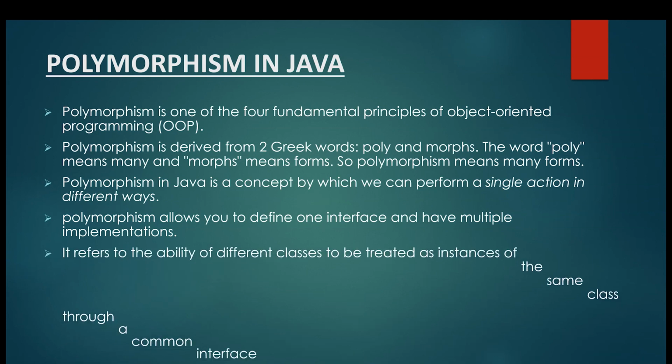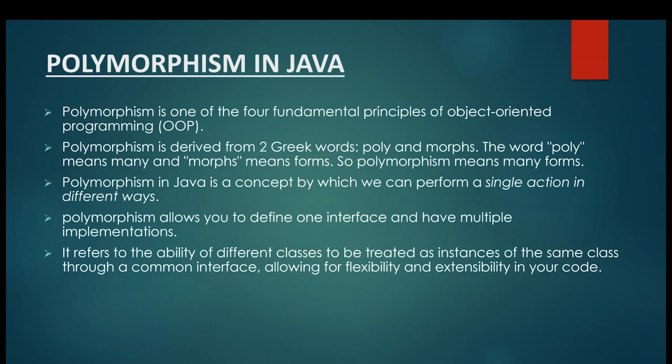Okay. The next point about polymorphism in Java is the point that I told you in the very first slide, that it refers to the ability of different classes to be treated as an instance of the same class through a common interface, allowing for flexibility and extensibility in our code. Now, how does that work? Let us say you have written one interface and we are writing multiple subclasses which implement this particular interface. So you can say that these subclasses are kind of instances of the same interface, right? That's what the fourth point means.